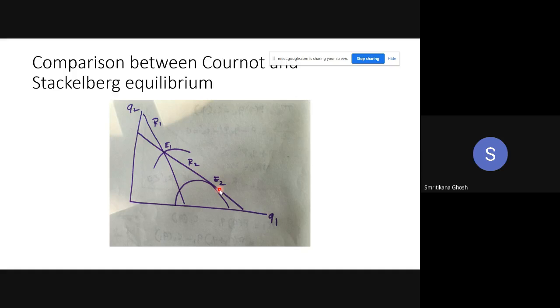Okay, now this is a comparison. Sometimes the questions are coming.